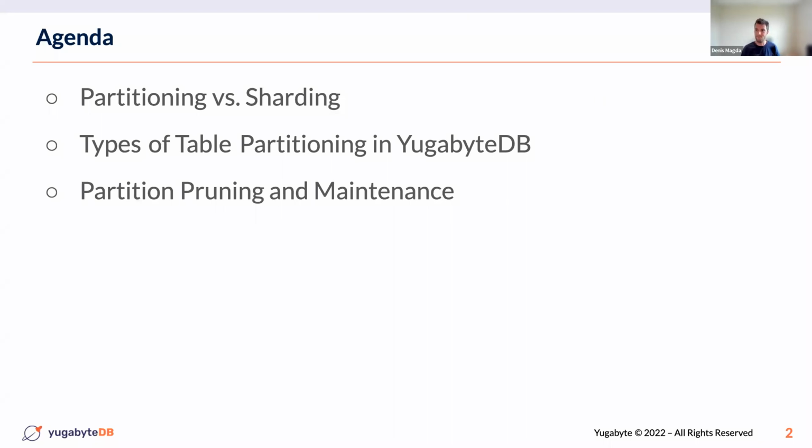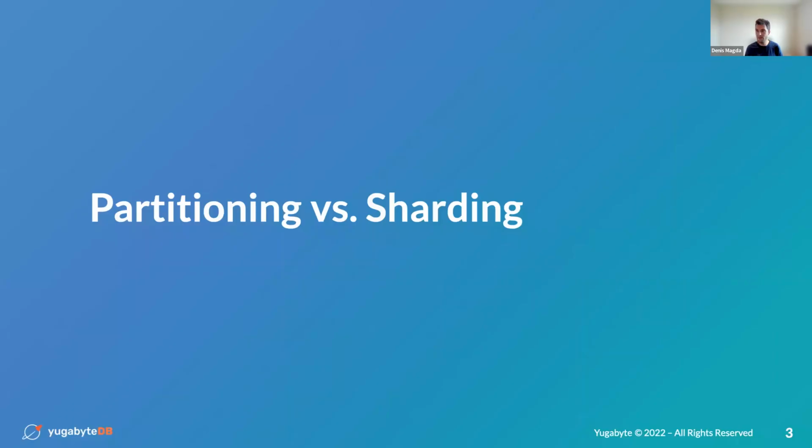We first need to understand the relation and difference between partitioning and sharding, because those terms exist and sometimes there is a lot of confusion about which term applies where. After that, we will talk about types of table partitioning in YugabyteDB. And finally, we need to review so-called essential and advanced capabilities, such as partition pruning and partition maintenance, that you also need to be aware of.